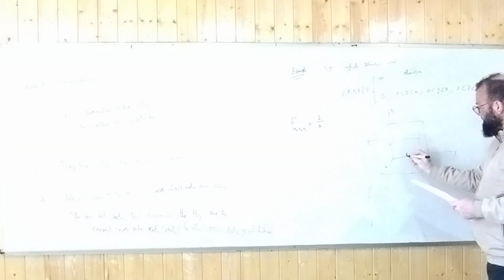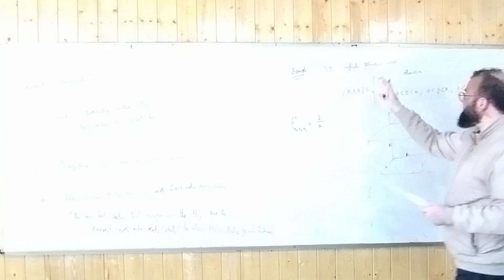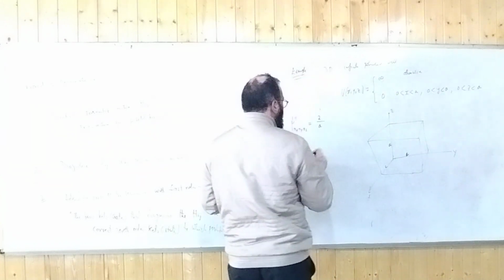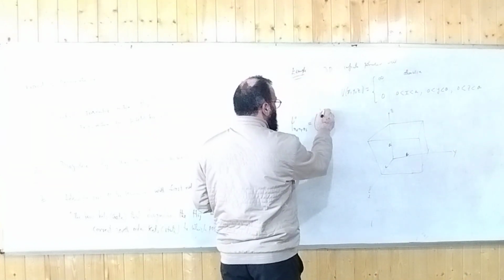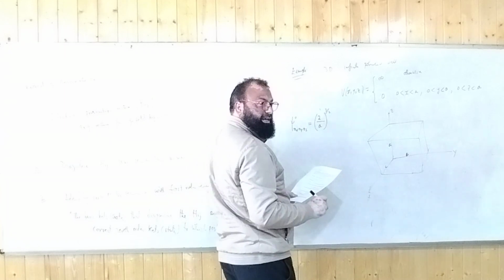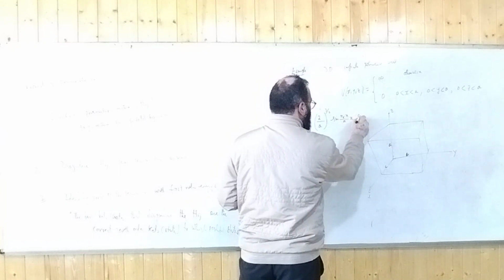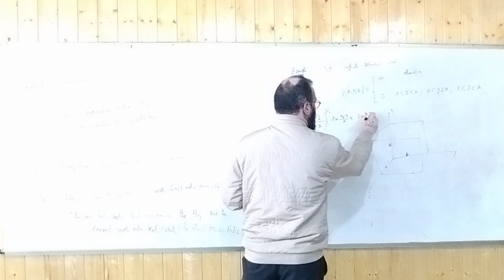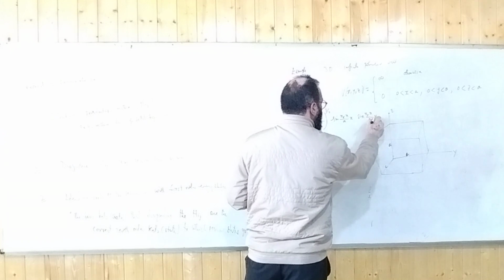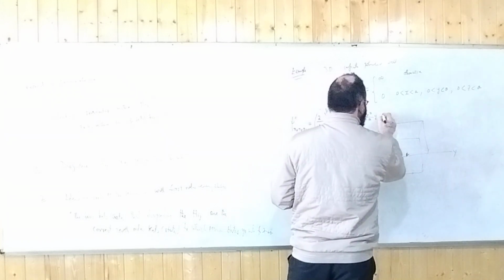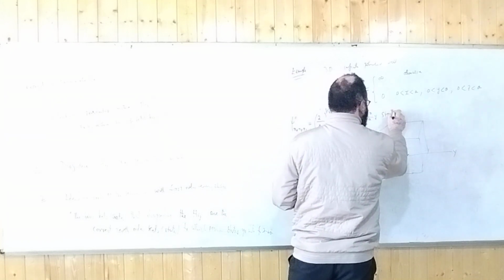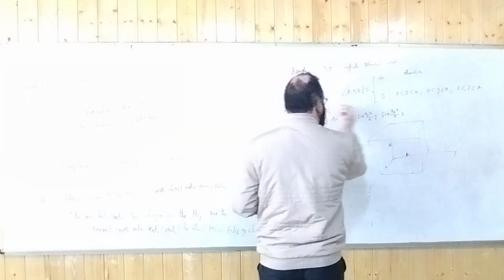Let's consider all the sides are same, because I am considering a cubical well. It will be simply (2/a)^(3/2) sine of nx pi by a x, then sine of ny pi by a y, then sine of nz pi by a z. So these are the unperturbed eigenstates.